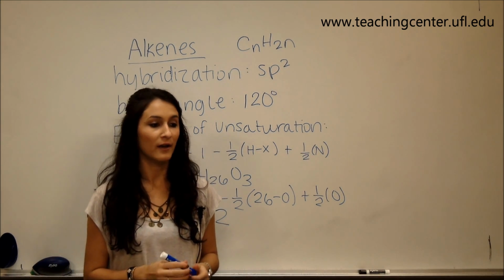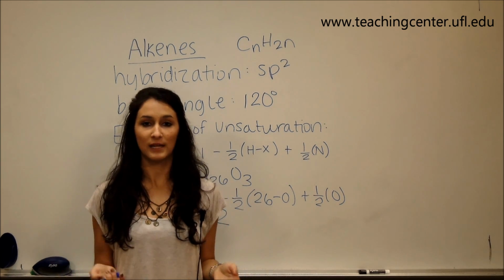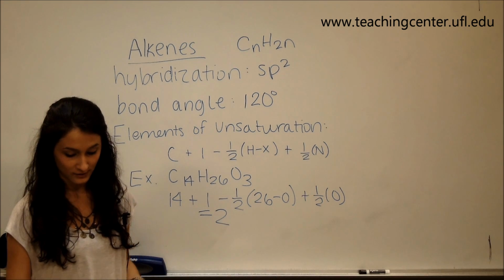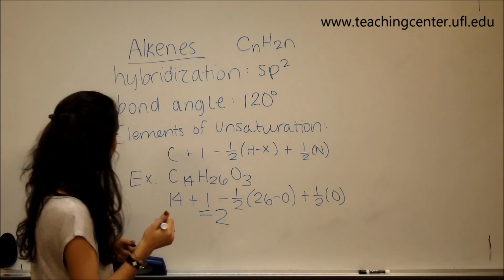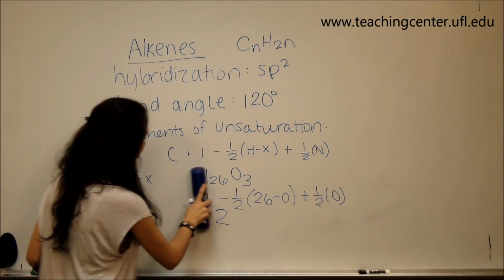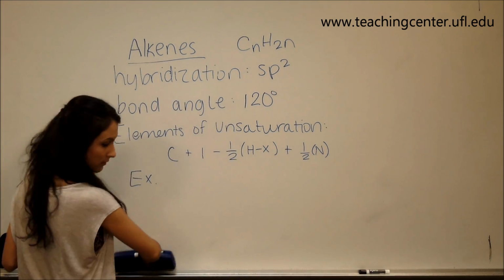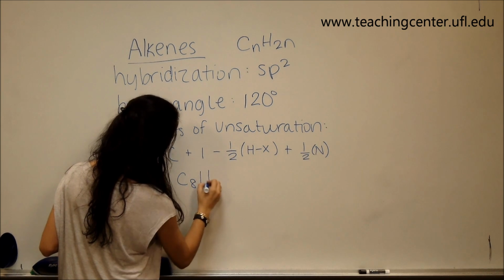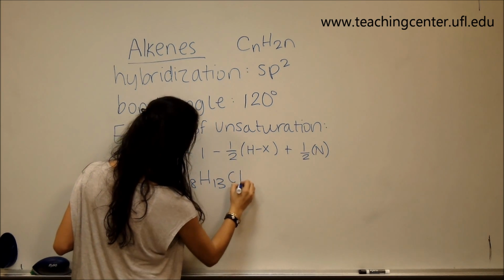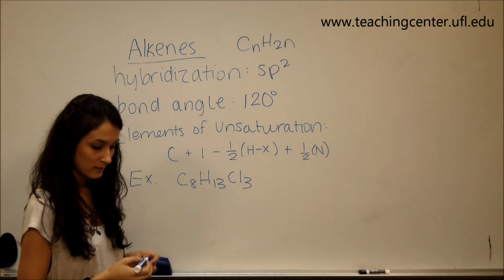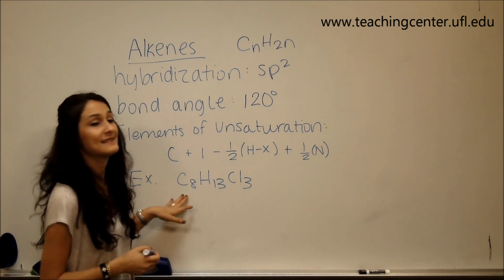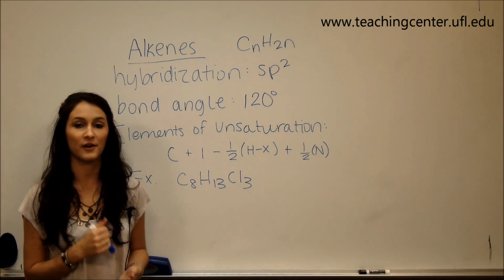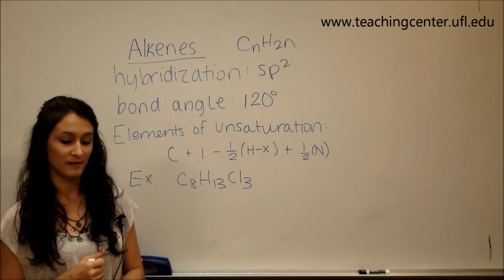That's all that this formula can tell you. It won't tell you whether one of the elements is a ring and one is an alkene or anything like that. So that's basically all the information it gives you. Go ahead and do the example for this one. All right, so this is C8H13Cl3. Go ahead and pause the video and do the elements of unsaturation for this.